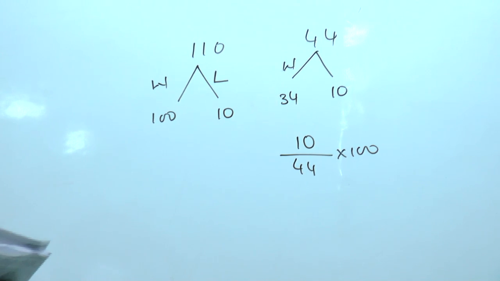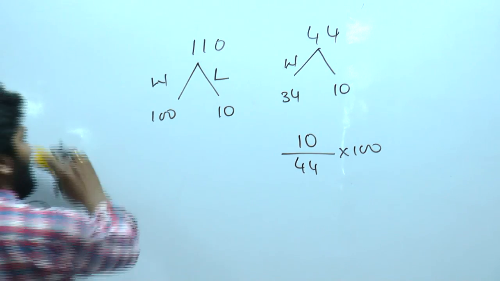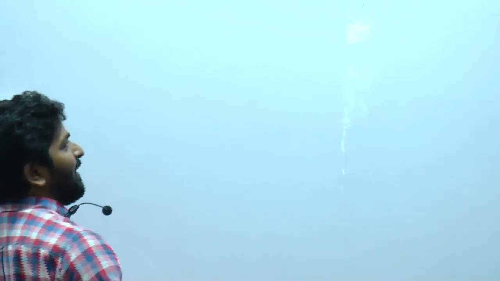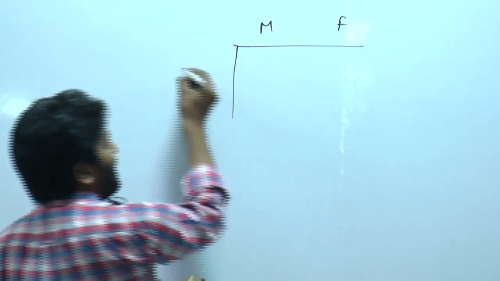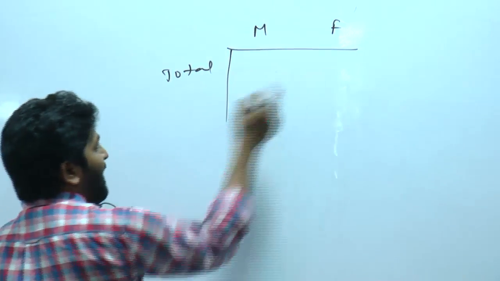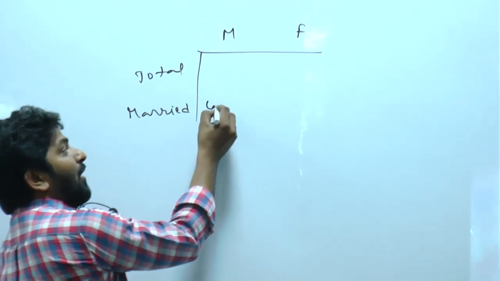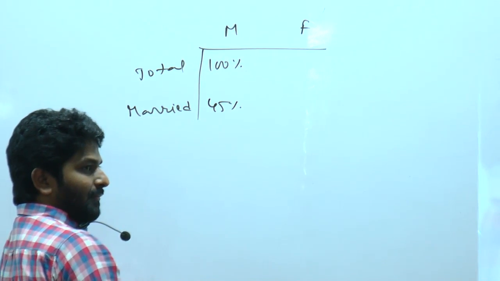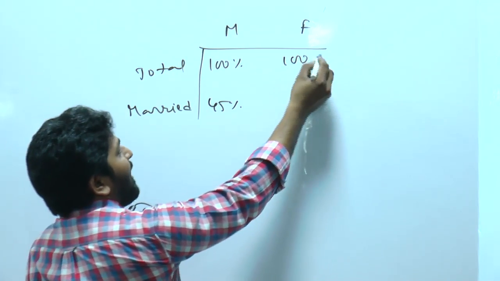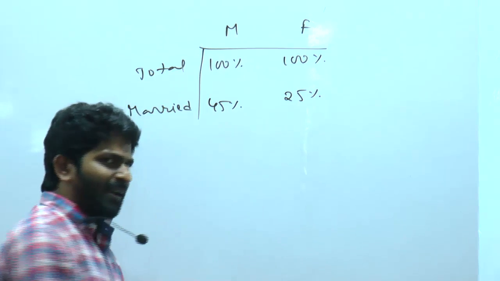Out of the total male population, 45% are married, and out of the total female, 25% are married. What percent of the total population are married? Right. So let's say these are male and then female, total male, total female, and married persons. If you treat male as 100%, 45% are married. And if total female are 100%, 25% are married. These two should be the same, right? In terms of a number.